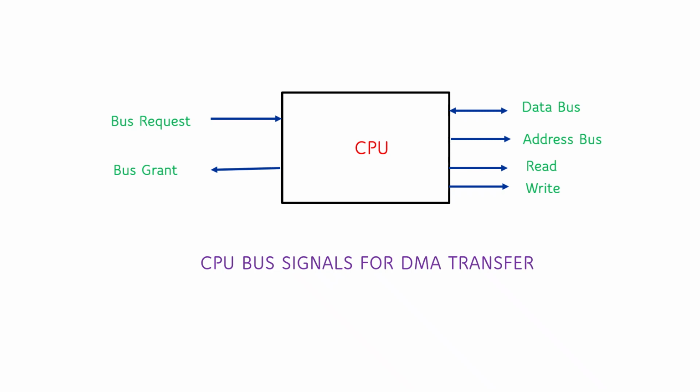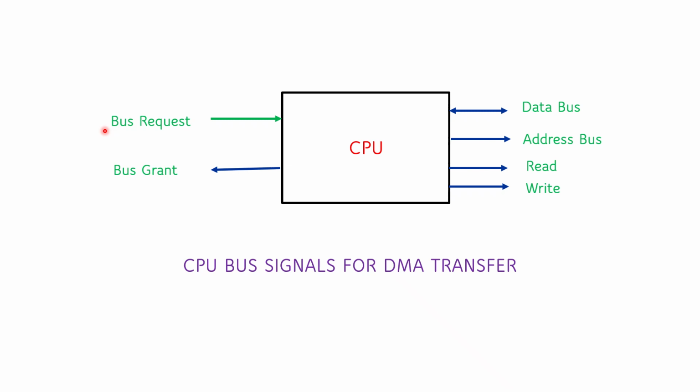This diagram depicts the CPU bus signals for DMA transfer. There are two lines. One is coming from the DMA controller to the CPU, that is the bus request line, and one line, when it is granted by the CPU, goes to the DMA controller. The CPU has other lines for reading data and writing data into and from the memory, and it has an address bus and data bus to specify the address of the data and to carry data to and from the CPU.